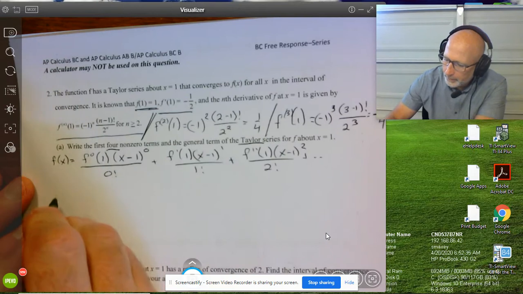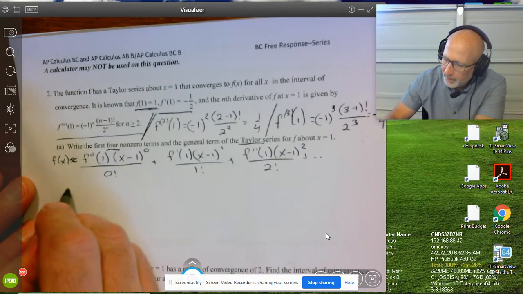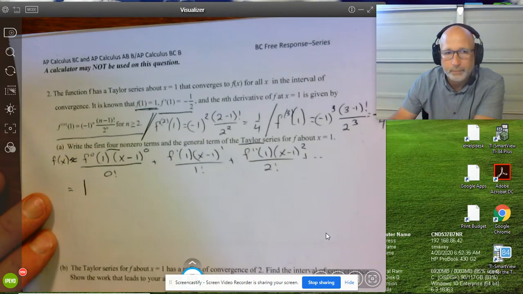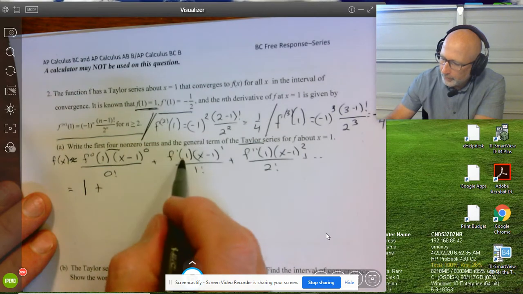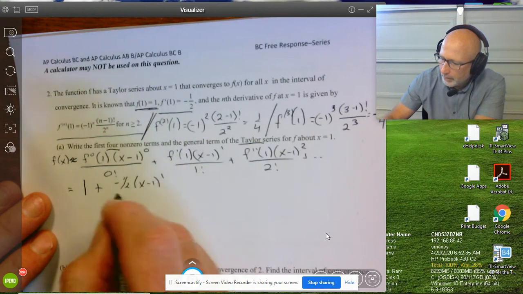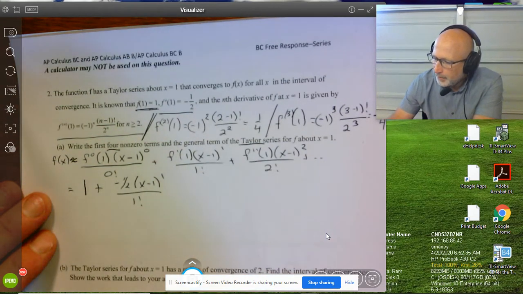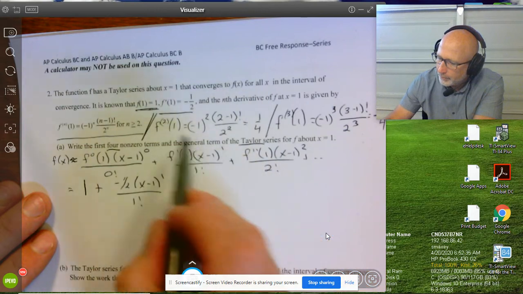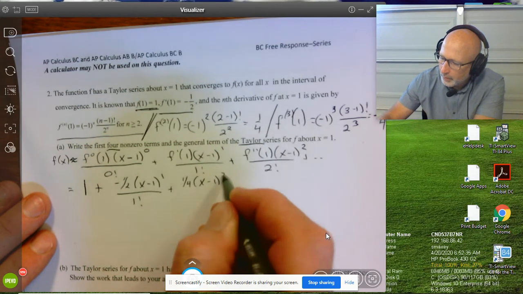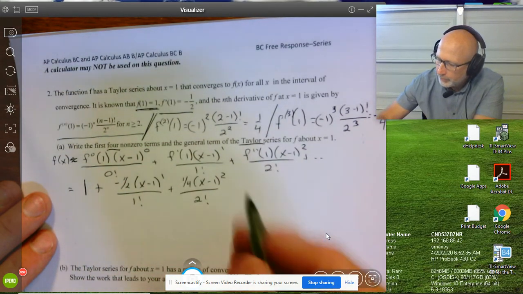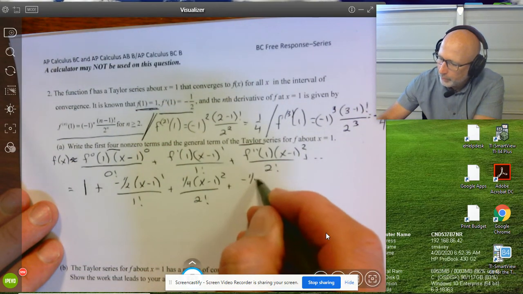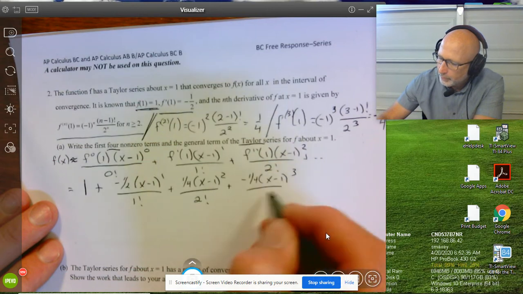Okay, so let's go ahead and plug this in. So this is approximately equal to f0 of 1. Well, that's 1 times 1 times 1. So the first term is just 1, plus the first derivative, negative 1/2 times x minus 1 to the power of 1 all over 1 factorial, plus the next one, the second derivative, which is equal to 1/4. So plus 1/4 times x minus 1 squared over 2 factorial. And we have to do one more. So the next one is negative 1/4, right? So plus a negative 1/4 times x minus 1 cubed all over 3 factorial.